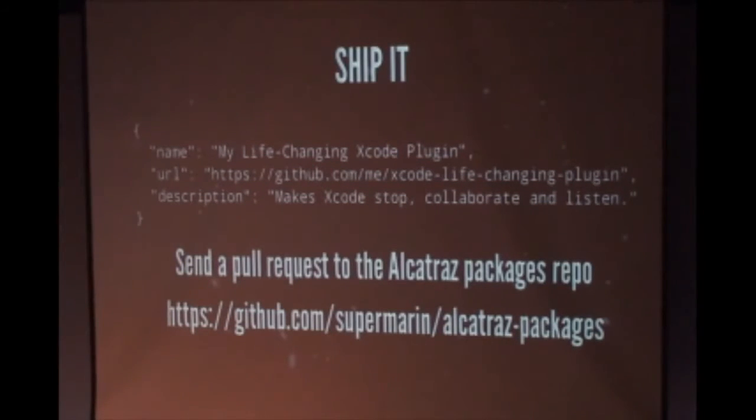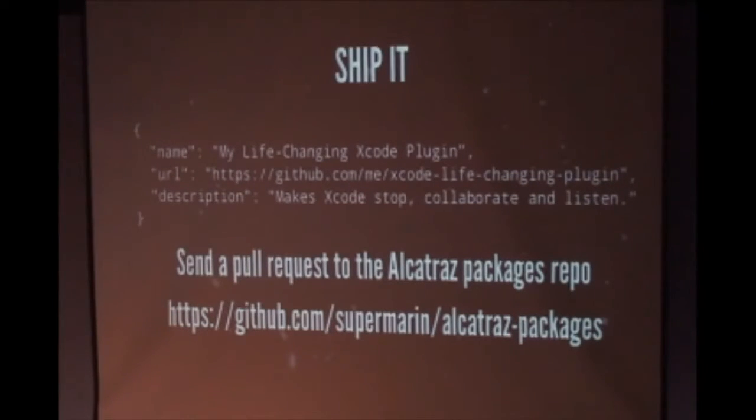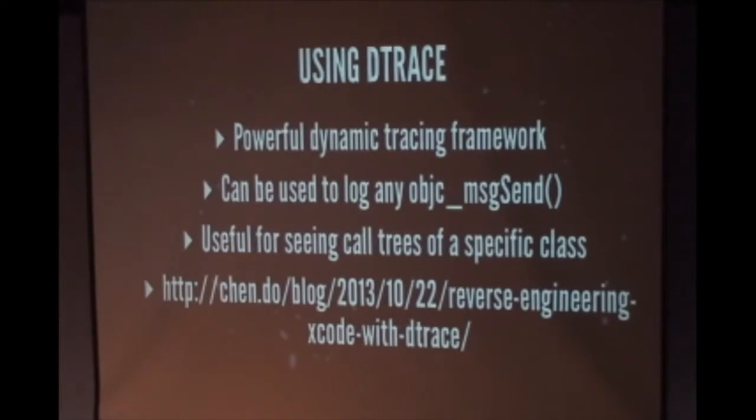So we have one final thing we have to do, which is actually shipping the plugin. We can do that, as I said earlier, there's a packages.json file in Alcatraz, in a special repo called alcatraz-packages. And what you do is just add your own entry for your plugin, a short description, and the GitHub URL, and send a pull request.